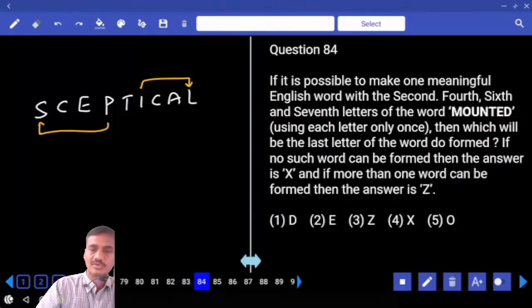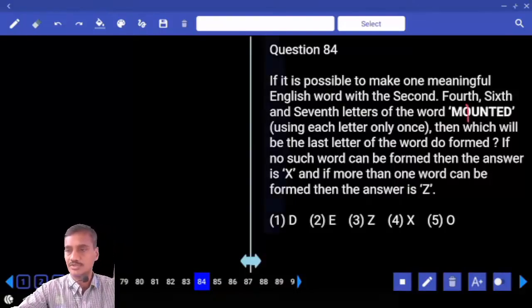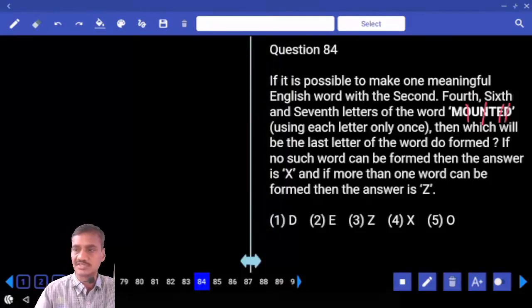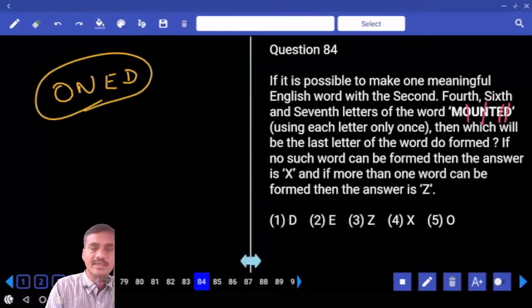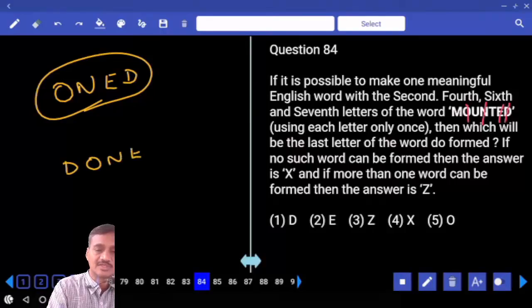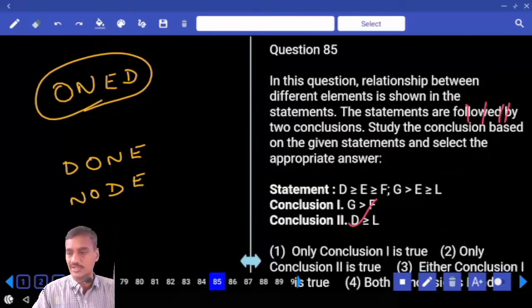Then 84. Now, is it possible to make one meaningful English word with 2, 4, 6, 7? Now 2, 4, 6 and 7. What are the letters we have? O, N, E, D. Now with the help of these 4 letters, tell me what words we are able to find? Done is the first word. And next one, N-O-D-E, node. Node is the second one. So more than one such word can be found. Mark Z as your answer. And choice 3, question number 84.